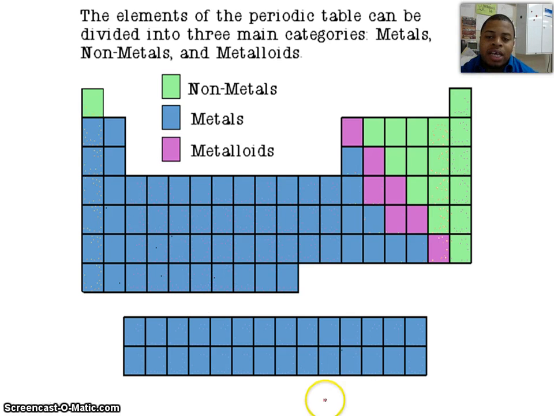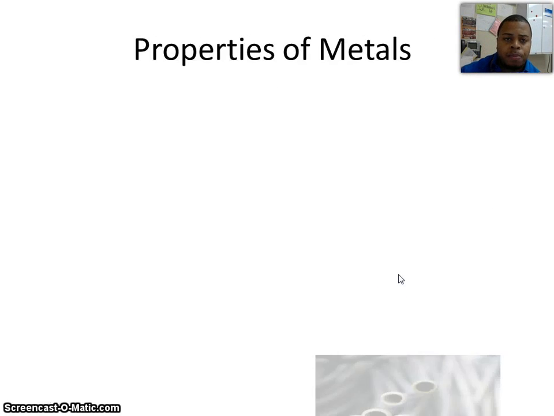On the top right-hand corner, this is where we run into our nonmetals. This is going to be our gases and many of our brittle or softer materials that do not have metallic properties. And in between, we get our group of metalloids, which are going to have properties of both the metals and the nonmetals. But let's get into what some of those properties actually are.